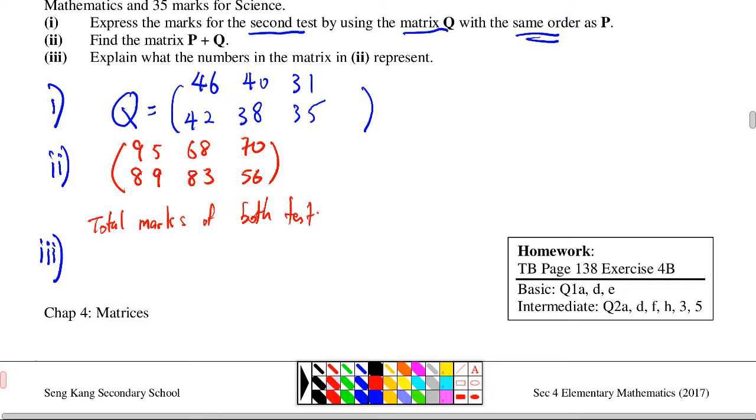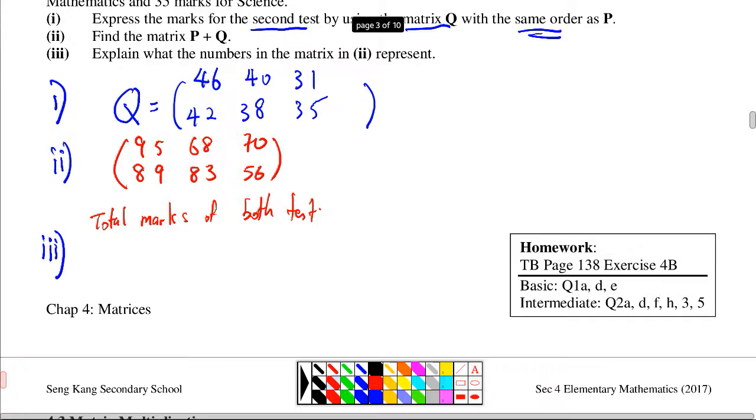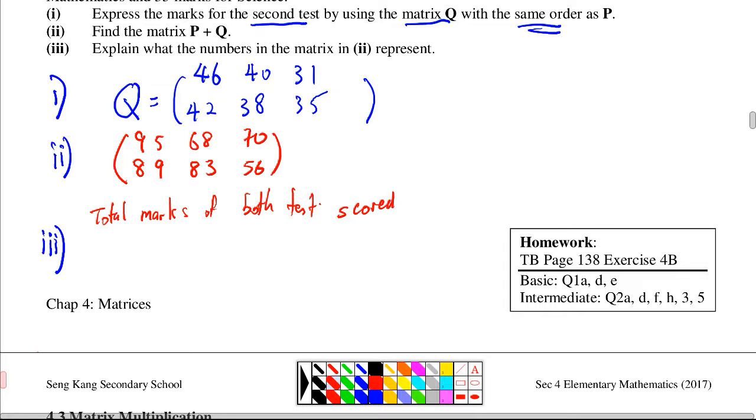Total marks for both tests is almost correct. Halfway already. What should we add in rows and columns? What should we mention? The names. What are the names? Scored by the three names. 3 students.